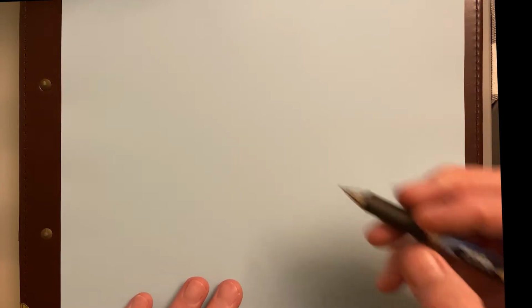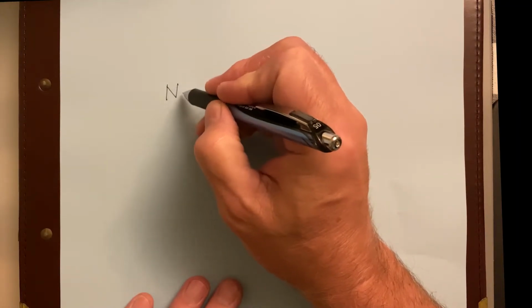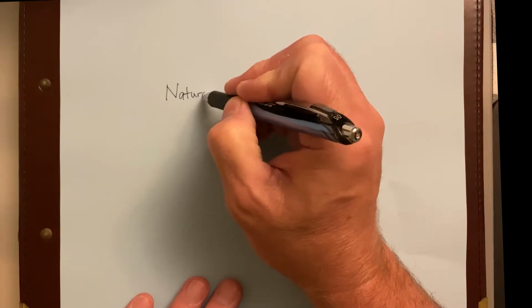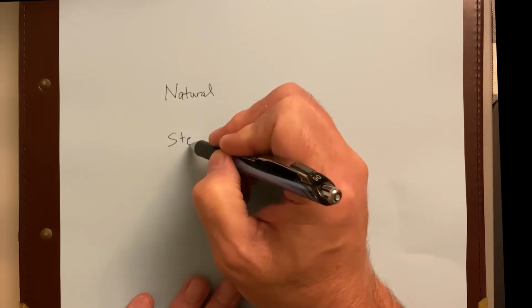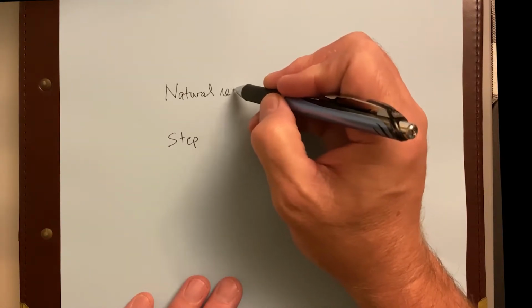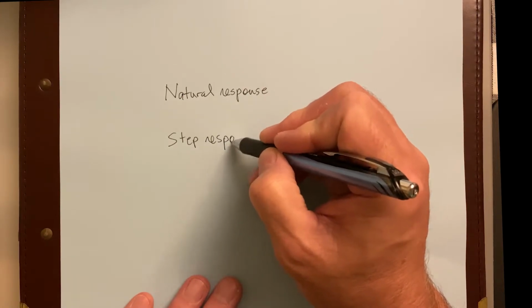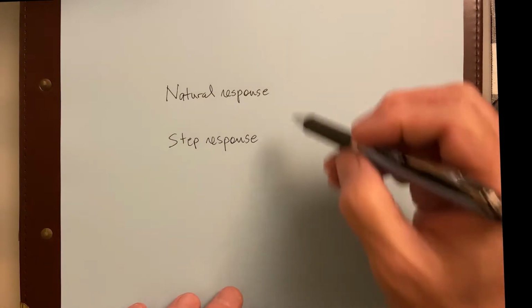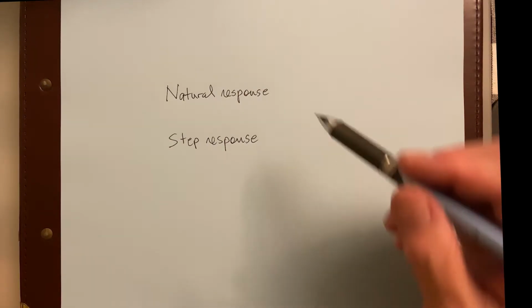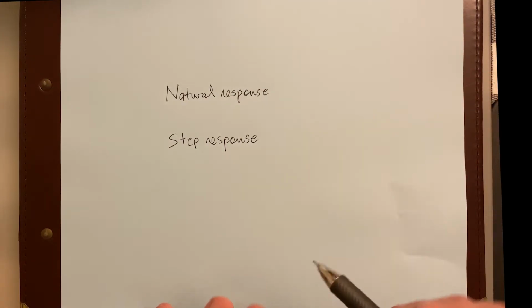All right, now we are ready to talk about natural and step response. So we have the natural response and we have the step response. Now, this is what they're called, but let me try to explain sort of what they are. If we were talking about just, let's say, capacitors. Capacitors charge up or they discharge. So you have charging and you have discharging when it comes to capacitors.